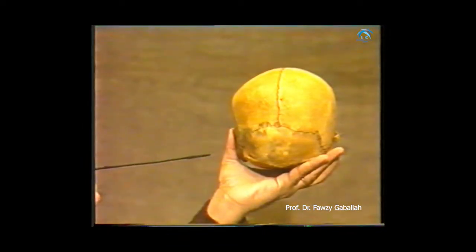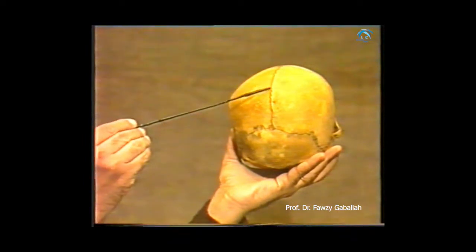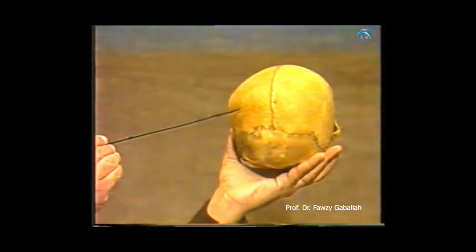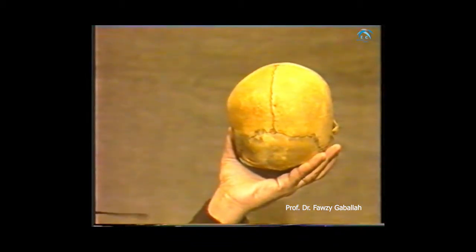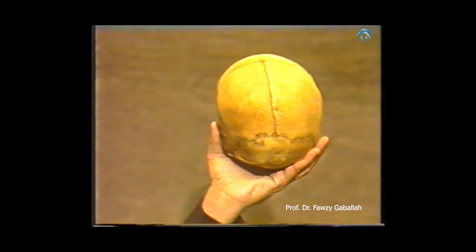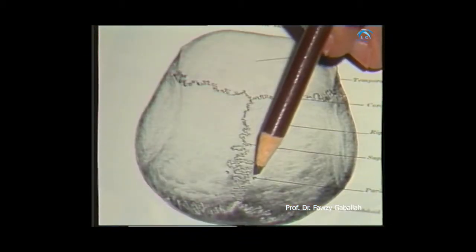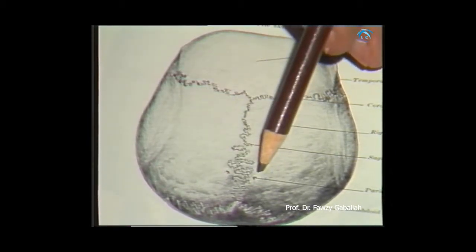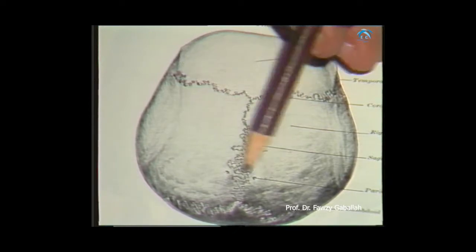On each side of the posterior part of the sagittal suture, there is the parietal foramen, which is an emissary foramen. An emissary foramen transmits an emissary vein, which is a vein connecting the dural sinuses inside the cranial cavity with the veins outside the skull.